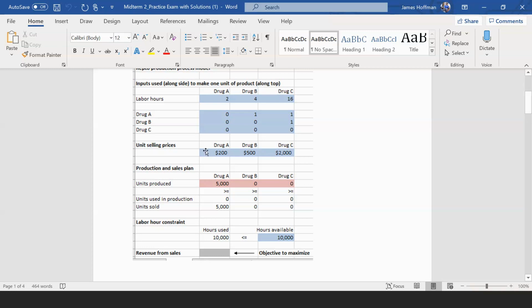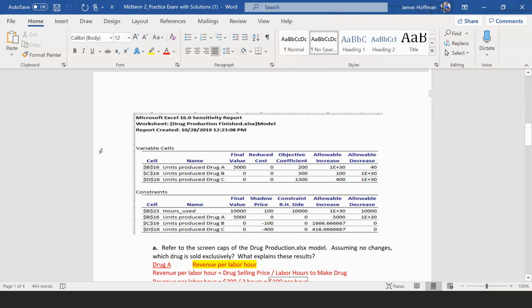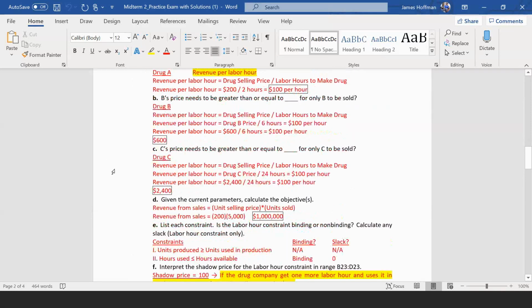Okay, so in general, the revenue is the unit selling price times the units sold. All right, so all we got to do is plug in the selling price of the drugs that are being sold and the amount that's being sold. So it's just price times quantity.